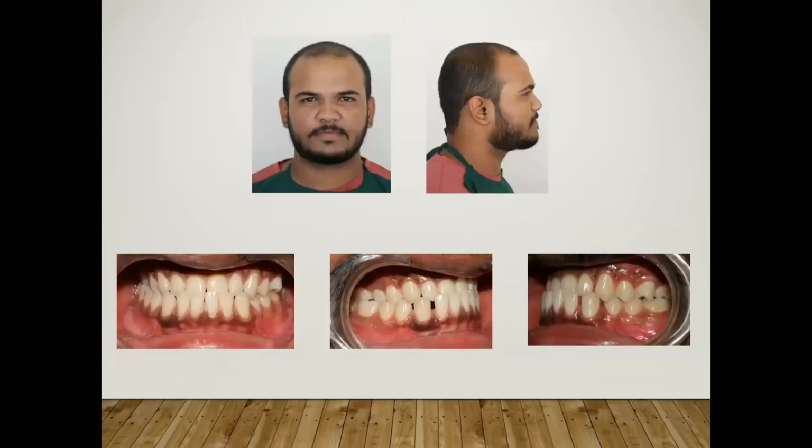So next is pseudo class 3 malocclusion. In a pseudo class 3 malocclusion, the patient will have a normal class 1 skeletal pattern, an orthognathic profile, and a class 1 molar relationship in the centric relation. The anterior repositioning of the mandible is due to the abnormal tooth contact in the centric relation that forces the mandible forward in the centric occlusion. So this is the reason why the patient has a negative jet. This is an example for a pseudo class 3 malocclusion.